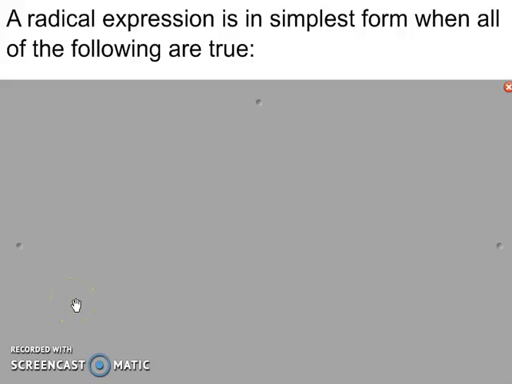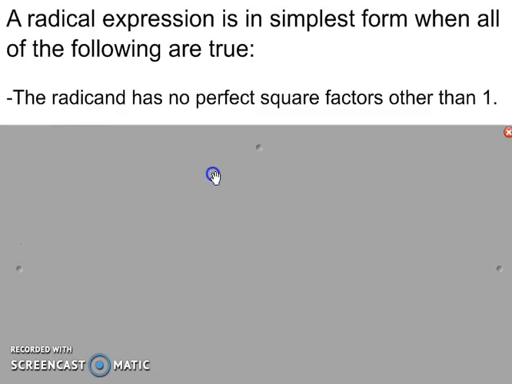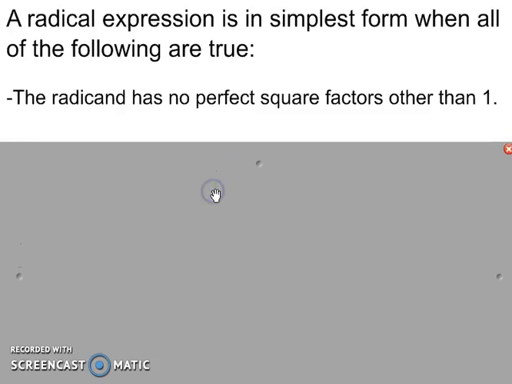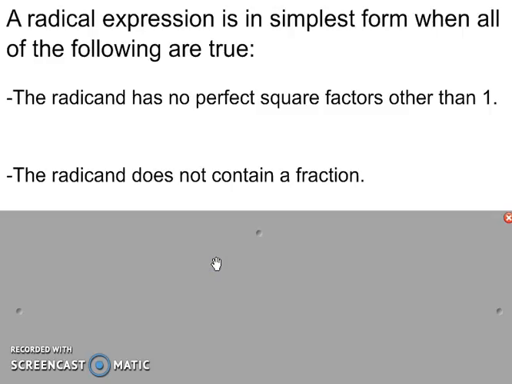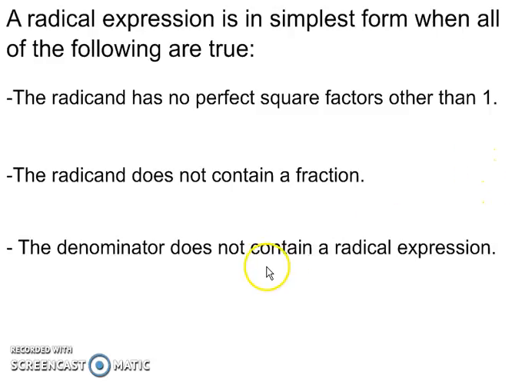In this video, we're going to practice simplifying radical expressions. So let's remember that for a radical expression to be simplified, all of the following need to be true. The radicand can't have any perfect square factors other than 1 in it. The radicand cannot contain a fraction. And the denominator, if it's a fraction, cannot contain a radical expression.